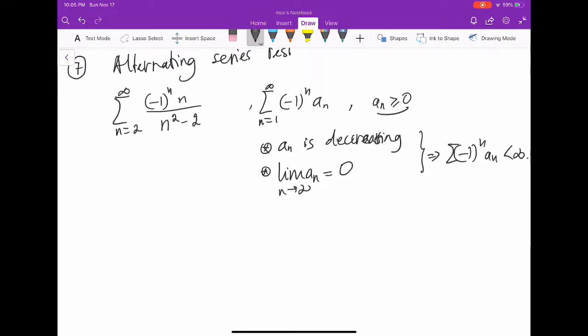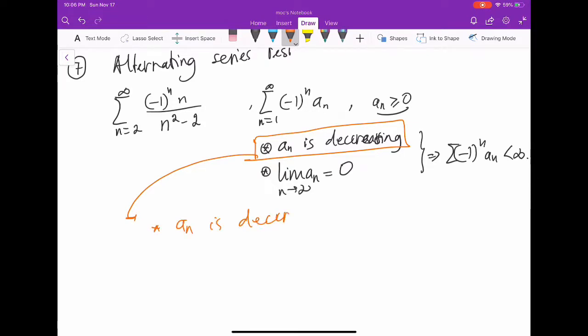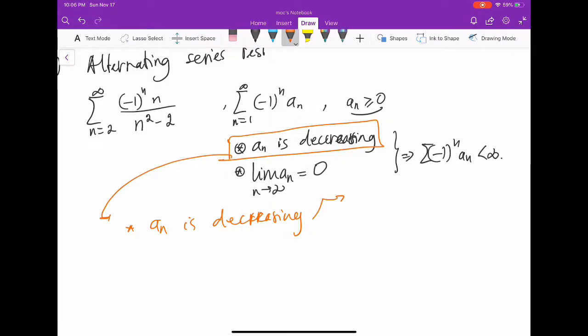Okay, all right, so let's see how to prove that an is decreasing. We have two ways to prove an is decreasing. Let's talk about this first. You may prove that the corresponding function for an is a decreasing function. In this situation, I have f of x is equal to x over x squared minus 2. That comes from here: here's x squared. That's why I have x in here and then x squared minus 2 in here.